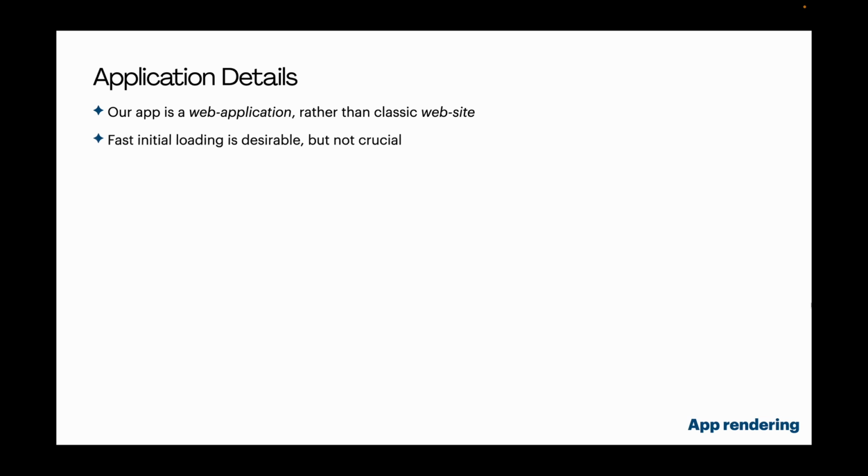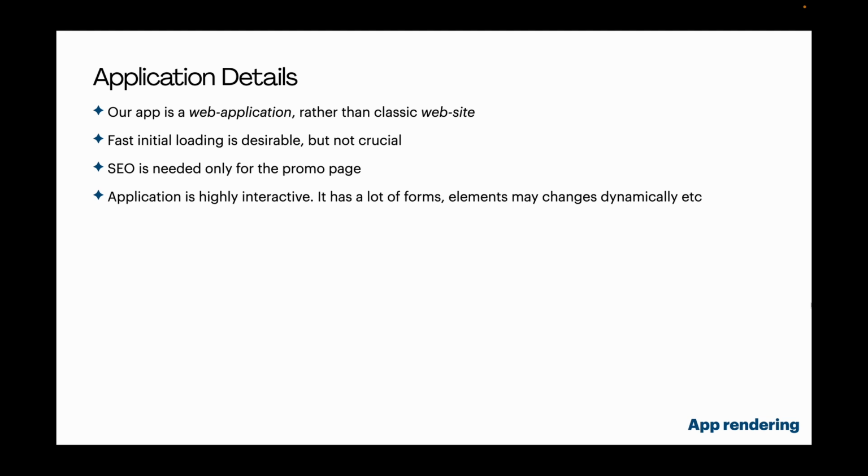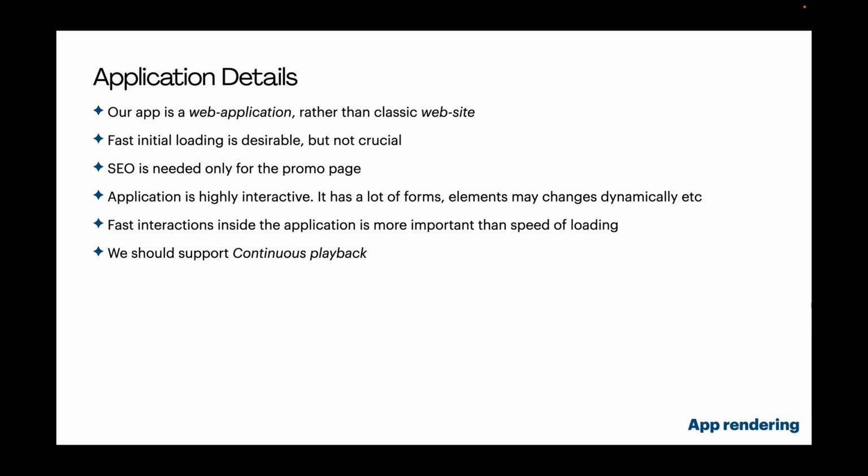Before selecting an approach, we must consider our priorities. Since we're designing a web app, fast initial loading is essential, but not as critical as for a landing page. Good search engine optimization is necessary primarily for promotional pages, but not for the app. We expect our application will be highly interactive with numerous on-screen elements that must function smoothly. And most importantly, we must ensure continuous playback, which rules out any form of server-side rendering.